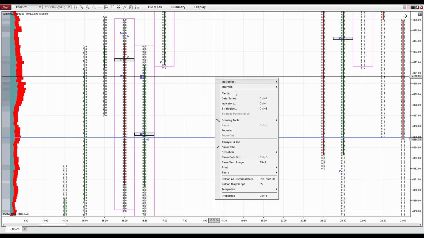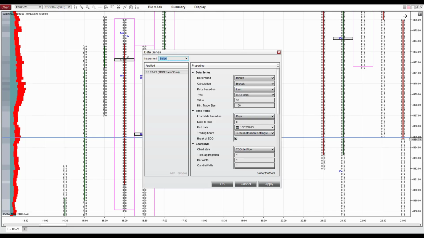Let me show you in the settings. So right click the chart, go to data series, and in here it says min trade size. This is it. This is the trades filter. So if any trade is smaller than 100 contracts, it will show as 0. This will filter many trades, majority of trades on the ES, and it will leave only the big orders the huge trading institutions use. And this is exactly why I'm using the trades filter, to filter out the noise and to see only the big orders.